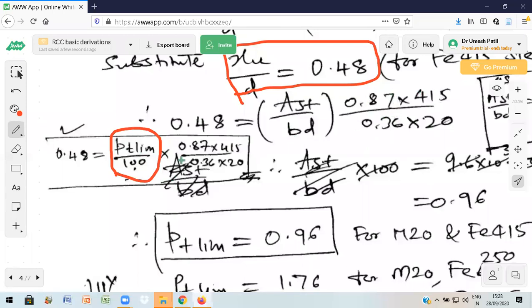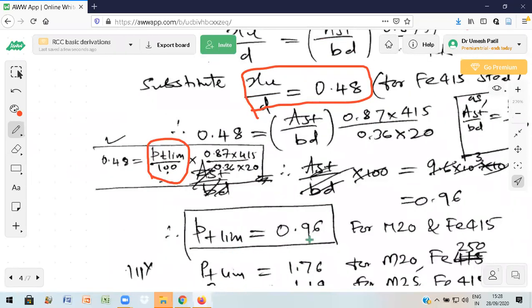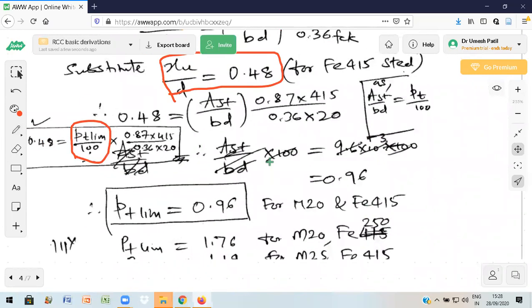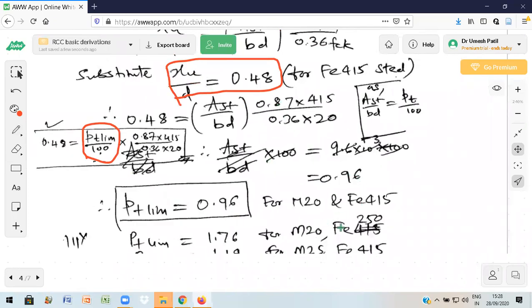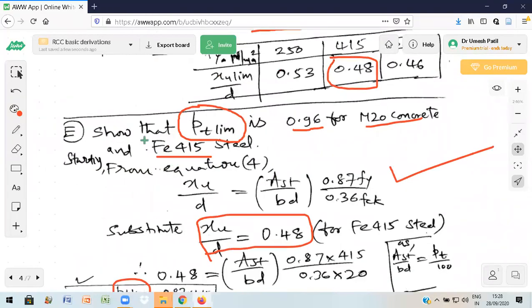So from this one, you separate PT limit. Remaining all numbers, you multiply them, simplify them, you end up with 0.96. PT limit is equal to 0.96 if M20 and Fe415 steel rods are used. Is it clear, this one? Similarly, if I give you M20 and Fe250, what will happen here? If the question says show that PT limit is equal to some other number for M20 and Fe250.